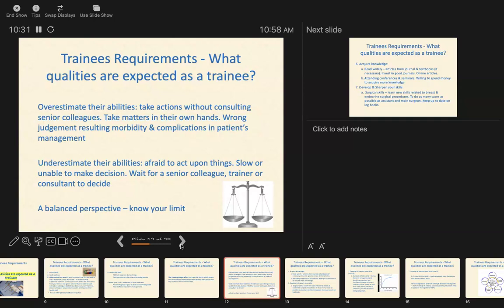You're slow, you cannot make decision at all. You know what's supposed to be done, but you're so scared to take decision. You wait for a senior colleague or even your trainer to decide. So at the end of the day, nothing gets done also. So you need to have a balanced perspective and know your limit.